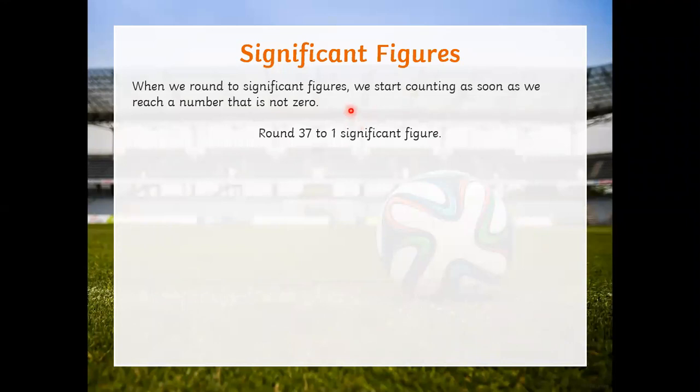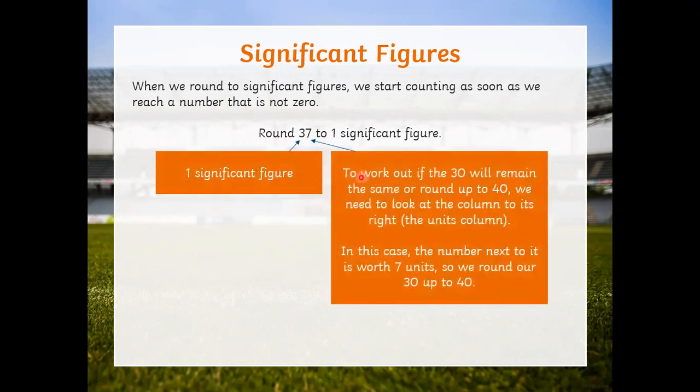When we round to significant figures, we start counting as soon as we reach a number that is not 0. So we want to round 37 to one significant figure, which means that we want one significant figure and then zeros after that. To work out if 30 will remain the same or round up to 40, we need to look at the column to its right, the units column. So we want to look at the 7. In this case, the number next to it is worth 7 units, so we round our 30 up to 40, because the 7 is above the halfway point.